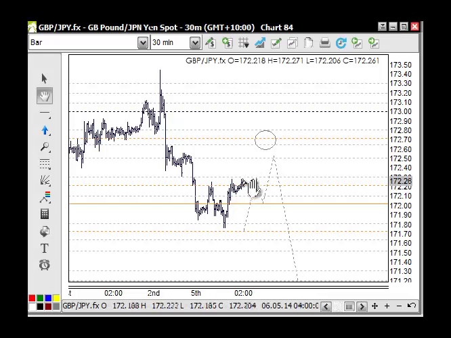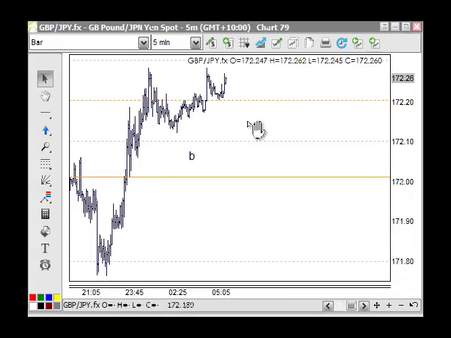this move's got to move up an A, a B, and a C. So it's got to move up further through here, because this is just in 5 waves here so far. So there'll be some sort of retest and another move up through there.